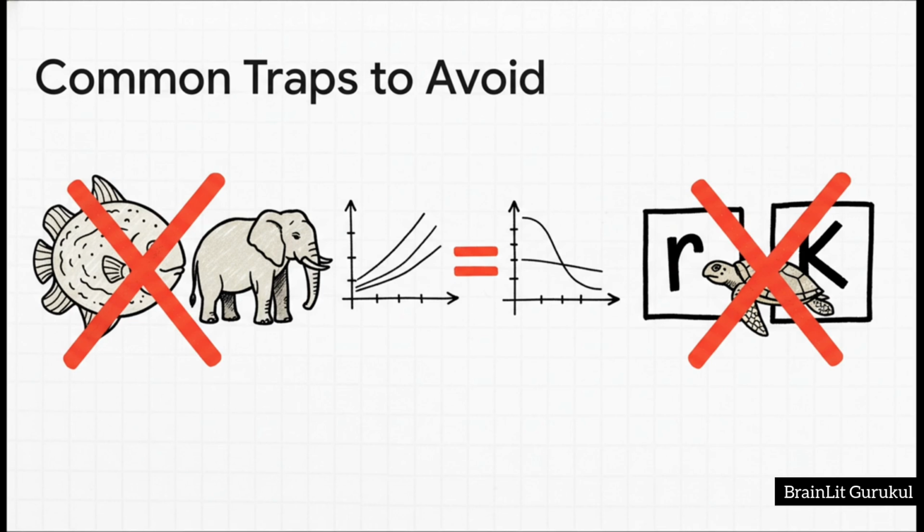First, don't assume that just because an animal is big, it must be a K strategist. Nope. Think about the giant ocean sunfish. It lays millions of eggs. Second, please don't mix up a survivorship curve with a population growth curve. They measure totally different things. And last, never ever forget that R/K selection is a spectrum, not a simple either-or choice.